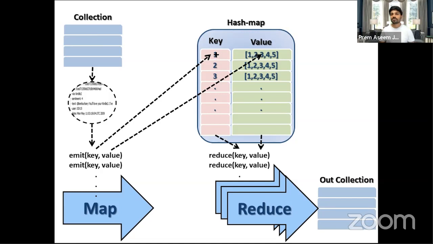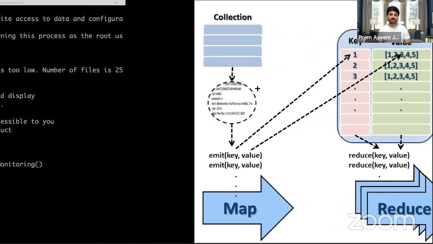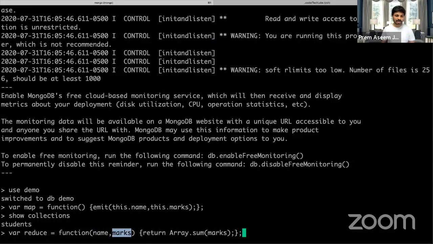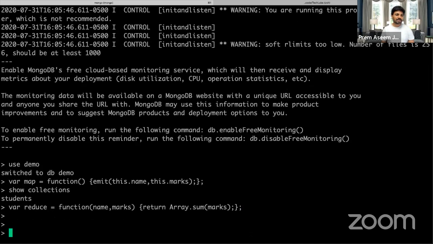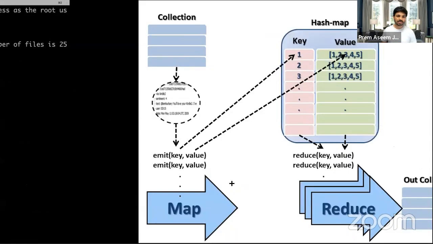Let's say this is the student ID 1, 2, 3, and then the marks total. It would sum them up. So that is what this reduce function is doing. So now we created our reduce function. Now the third step is to run this. We have everything, the infrastructure is in place.